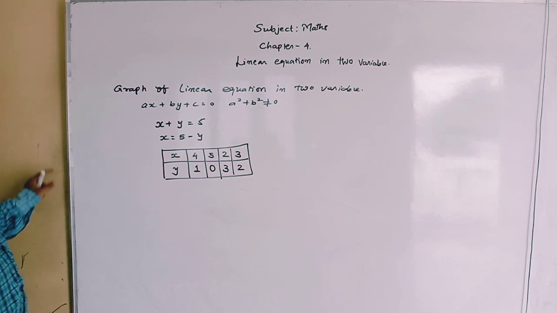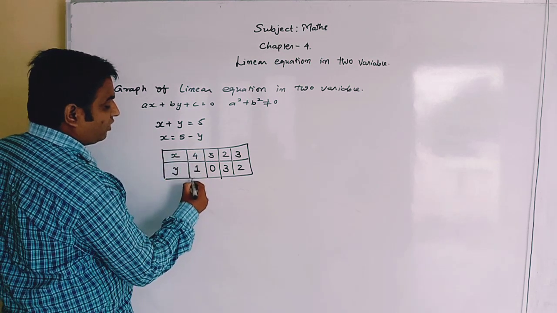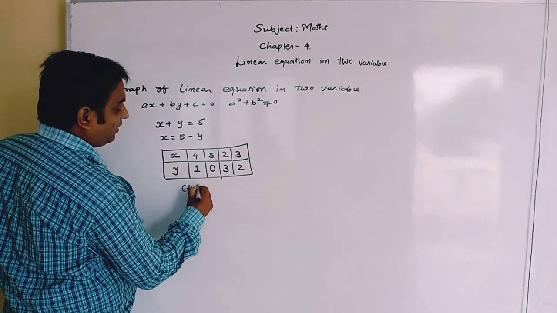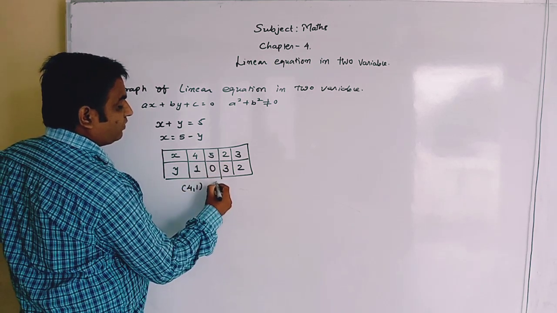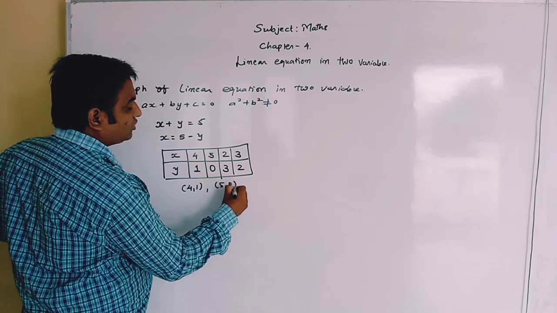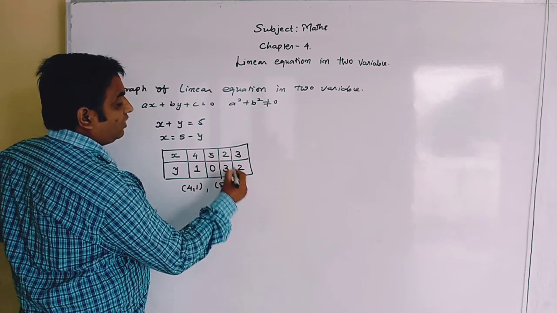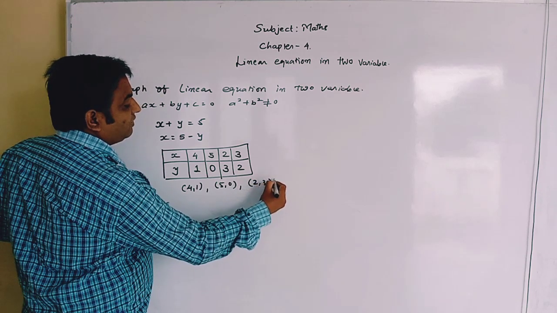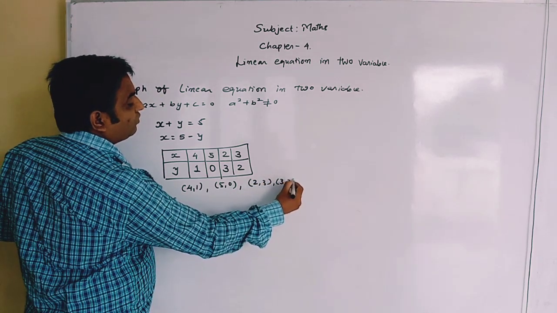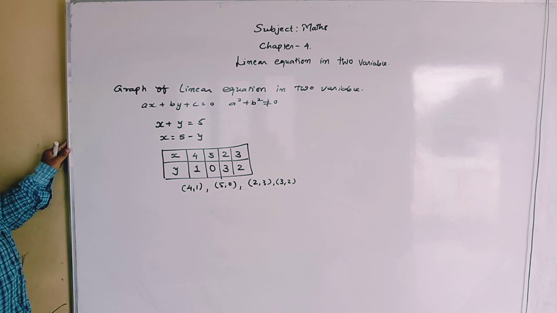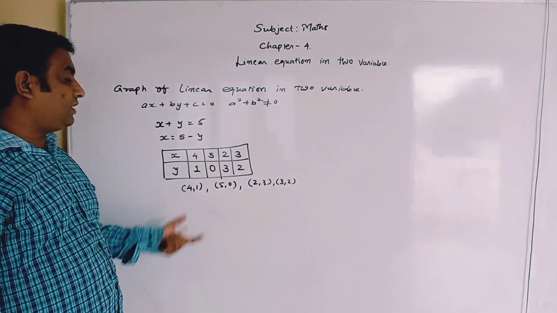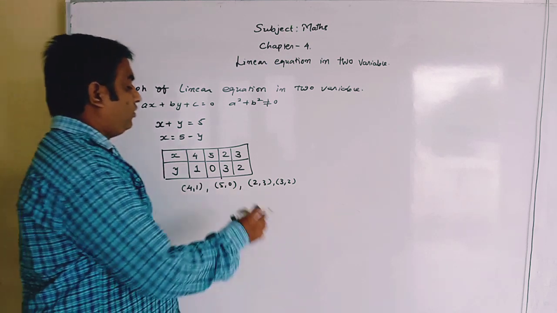So now we got the solutions. x equals 4, y equals 1, so one solution is (4, 1). If we take x equals 5, y equals 0, then another solution is (5, 0). x equals 2, y equals 3, then (2, 3), and x equals 3, y equals 2, then (3, 2). We can get infinitely many solutions, but we will take a limited number of solutions and plot these points.